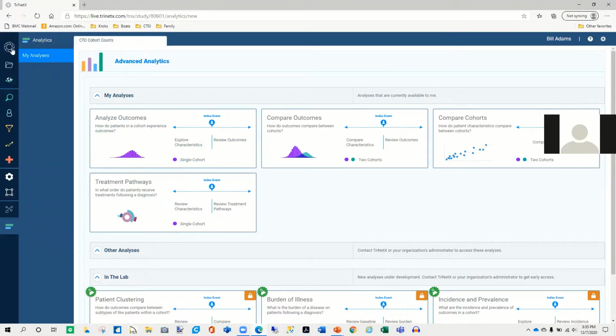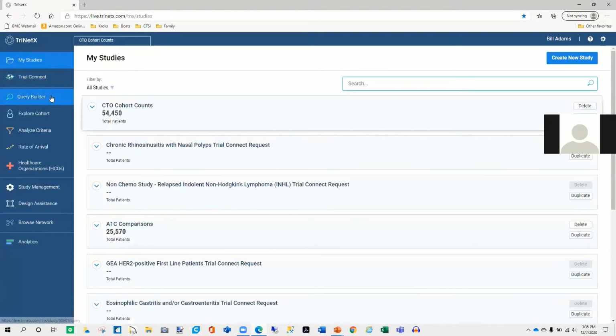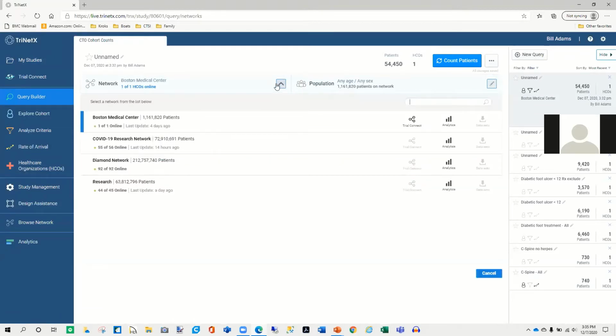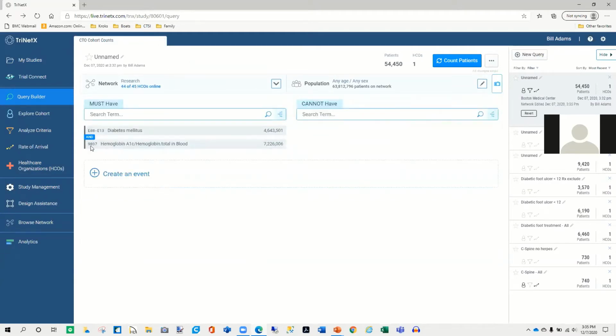And the other thing I'll show you is in the query builder, I showed you how you could do queries against Boston Medical Center, but you can also reach out to the entire TriNetX research group and use the same query. So if you redefine the denominator population and you run this, all of a sudden you have 2 million patients with diabetes who have had an A1C.